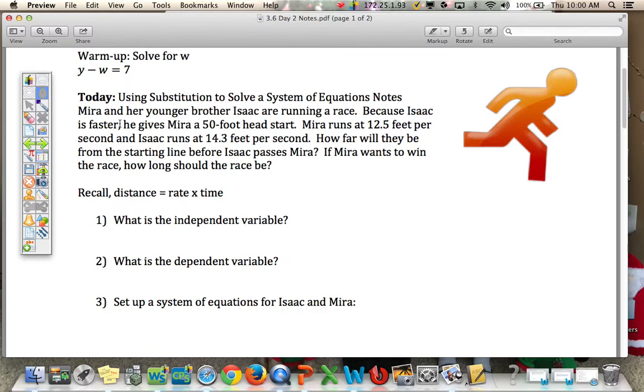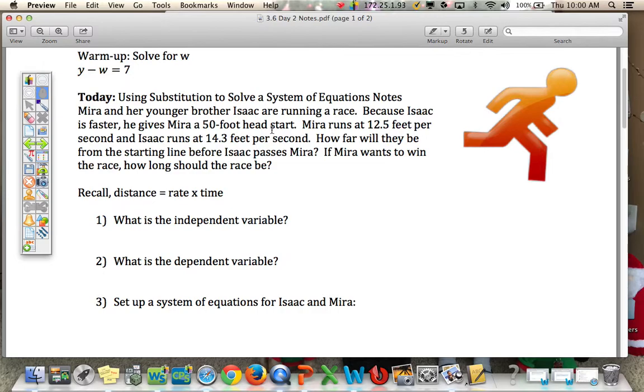Okay, Mira and her younger brother Isaac are running a race. Because Isaac is faster, he gives Mira a 50-foot head start. Mira runs at 12.5 feet per second, and Isaac runs at 14.3 feet per second. How far will they be from the starting line before Isaac passes Mira? If Mira wants to win the race, how long should the race be? And recall that distance is rate times time.